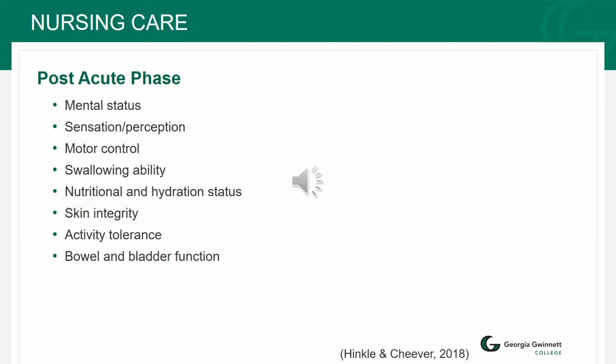So your nursing care after that acute phase will be to monitor the mental status, make sure that you're checking their swallowing ability. We're going to be talking a good bit about the nutritional and hydration status, the skin integrity, checking their activity, their bowel and bladder function, sensation, perception, and motor, because remember, those are all areas that are impacted when we have an intracranial regulation dysfunction. So we're going to be monitoring that and doing some nursing interventions to help the client be as optimally functioning as they can.